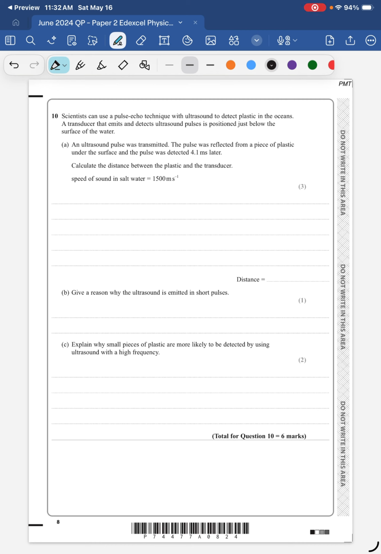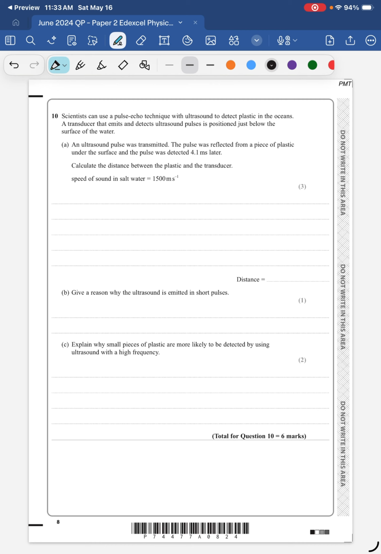Question 10. Scientists can use a pulse echo technique with ultrasound to detect plastic in the oceans. First time I'm hearing about this. A transducer that emits and detects ultrasound pulses is positioned just below the surface of the water. Question A, an ultrasound pulse was transmitted. The pulse was reflected from a piece of plastic under the surface, and was detected 4.1 milliseconds later. Calculate the distance between the plastic and the transducer. The speed of sound in salt water is 1500 meters per second.